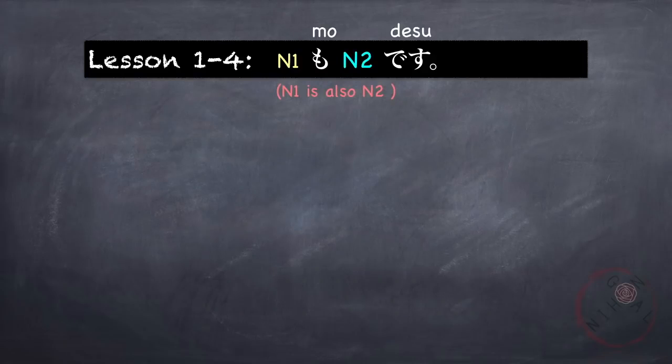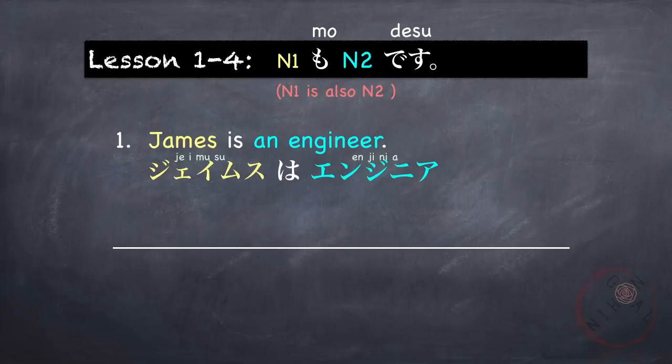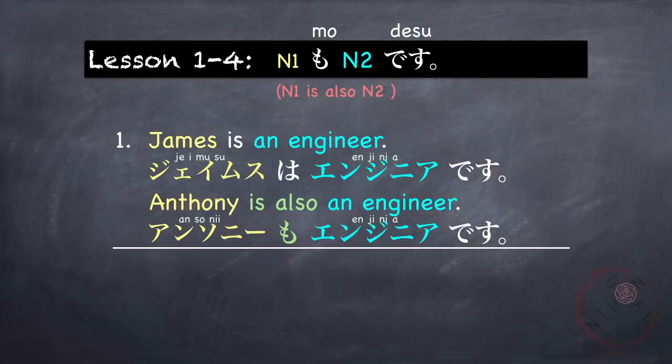Our next grammar is N1 mo N2 desu. So this means N1 is also N2. Mo is also. So for example, our sentence is, James is an engineer. James wa engineer desu. And we want to say that Anthony is also an engineer. So we say Anthony mo. So we replace wa with mo. Engineer desu. Anthony mo engineer desu. Anthony is also an engineer.